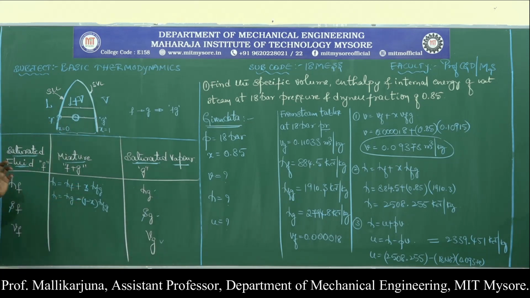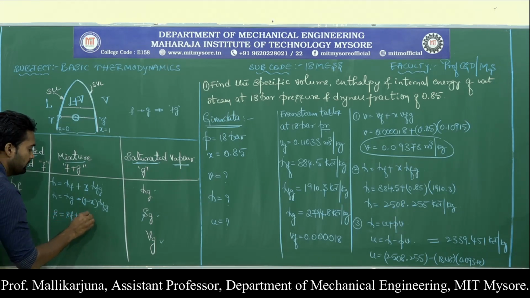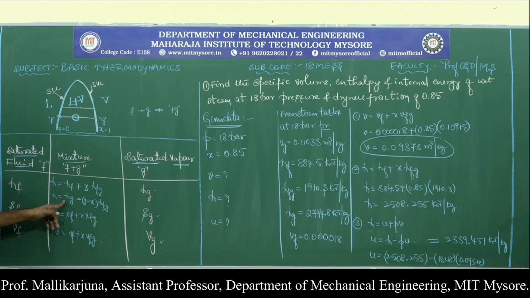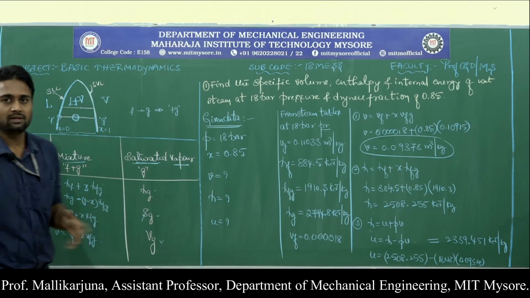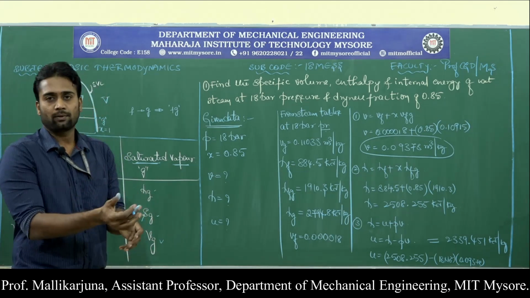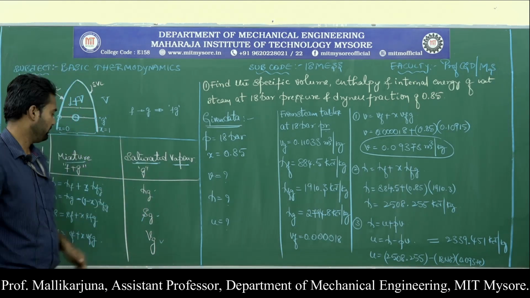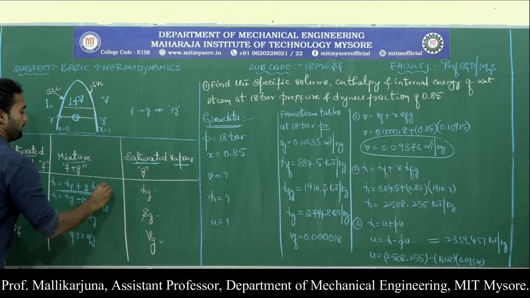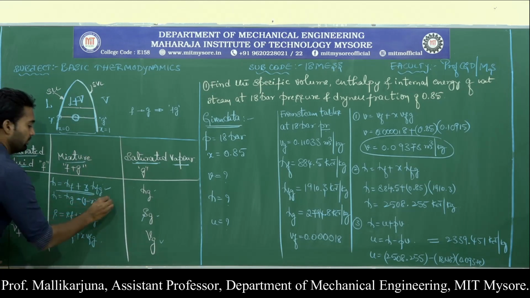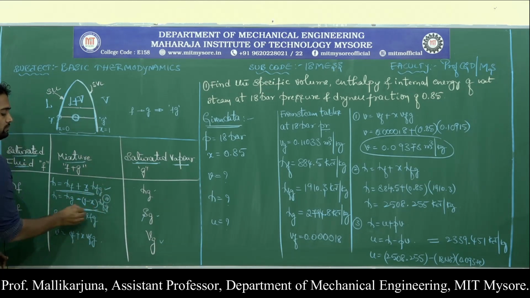The same analysis can be used for other properties also. If I want specific entropy, it is sf plus x times sfg. If I want specific volume, vf plus x times vfg, or I can make use of the other form also. In my way of solving the problems, I will stick to one such formula, which is nothing but this. For confirmation, you can make use of the other also, but for all the cases, I will make use of this only.